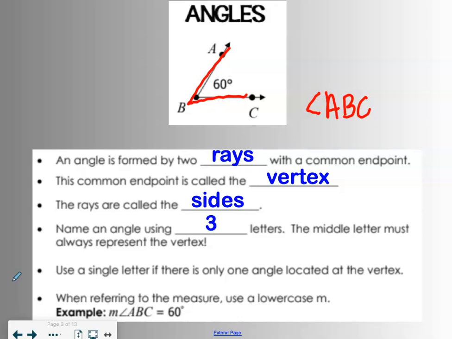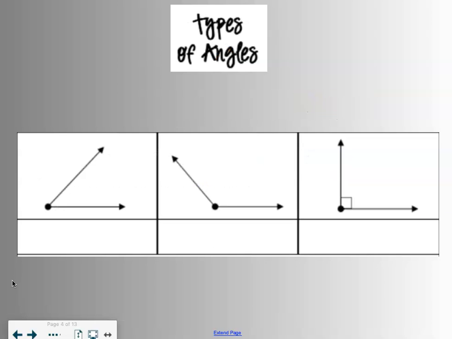I bet you guys already know these because it's kind of elementary, but we can classify angles. How would you classify the one on the left? Acute. What about the guy in the middle? And the one on the end? Right. See, I told you. Fill those in if you have it already.